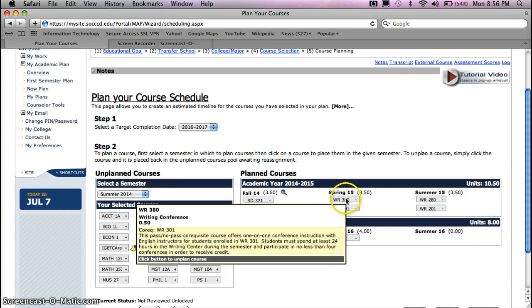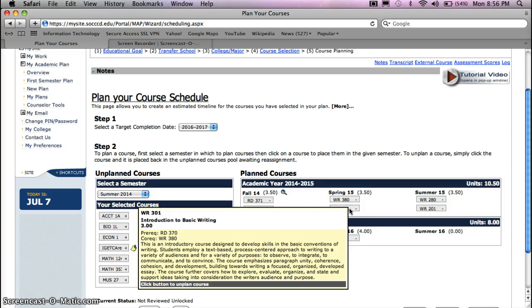Okay, the next one that I would be taking the following semester, because I can't take it without taking the previous class, if you will, is writing 301/380. So you see the prereq here was RD 370. I took that the previous term. The co-req was 380, which I also have there.